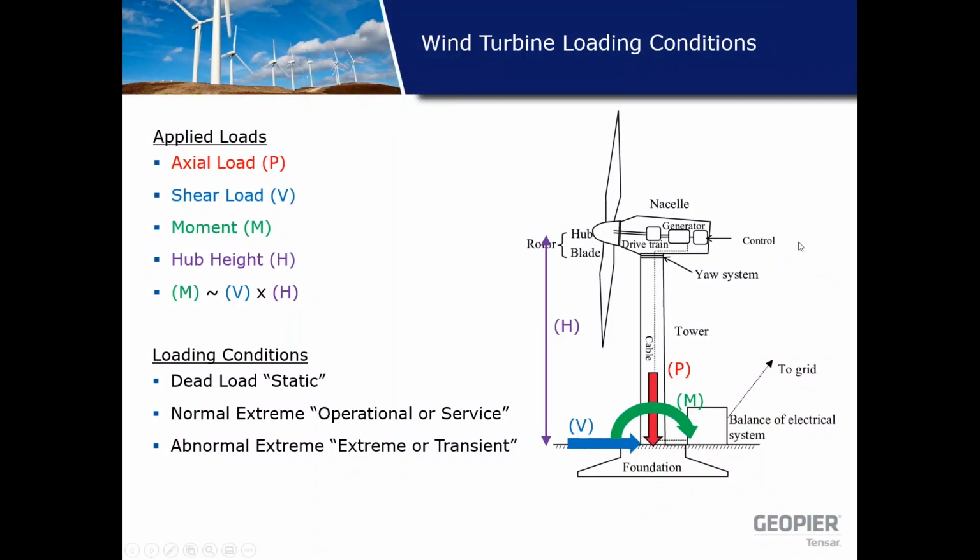So when it comes to engineering design, there are three main loads that are applied to these wind towers. Obviously, there's an axial load associated with the dead load of the structure. But in addition, you have a shear load, right?